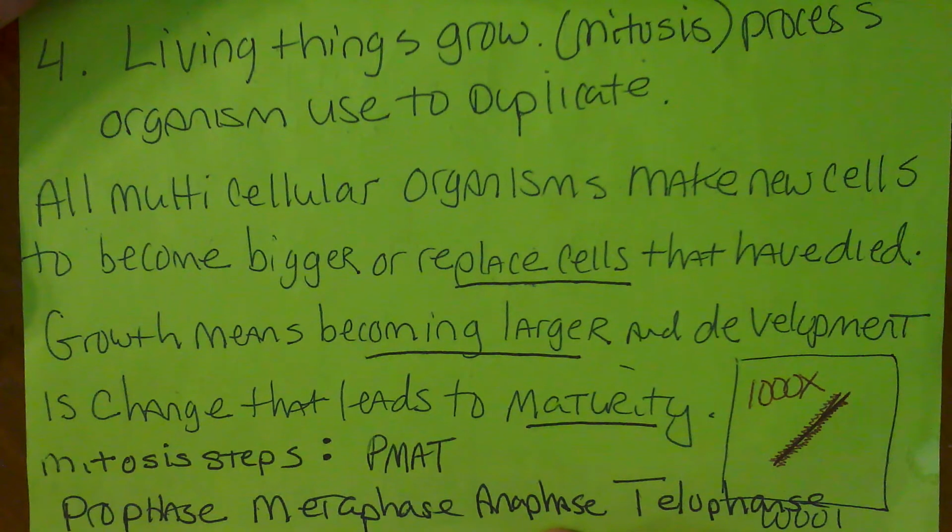Mitosis has 4 steps. I use the acronym PMAT so I can remember what order they go into. That is very important. It is prophase, metaphase, anaphase, and telophase. If any of these steps get interrupted, the organism is not going to be able to duplicate their cells. All of these steps must happen in the correct order in order for organisms to duplicate their cells.